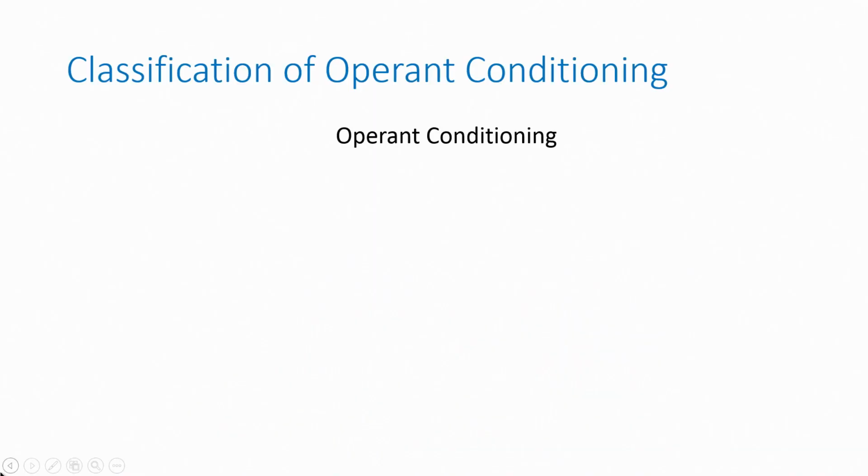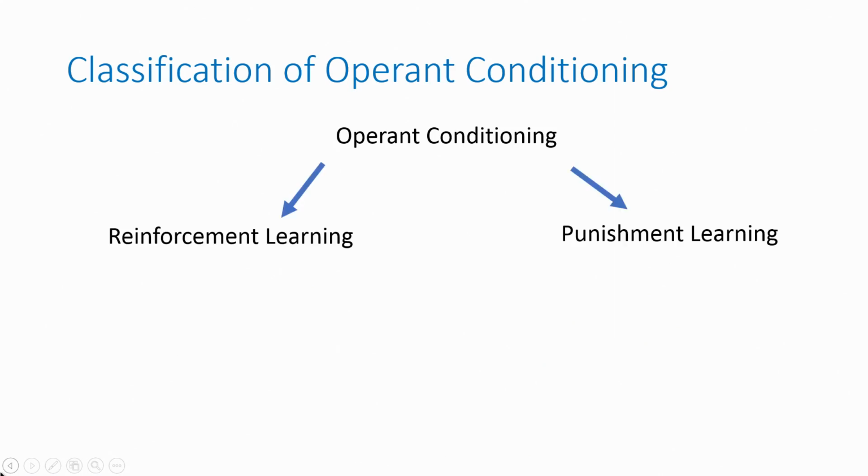So, let us start with the idea of reinforcement learning and then their categories themselves. Reinforcement learning, or instrumental conditioning, we can think of as consisting of two big classes: one, reinforcement learning, and two, punishment learning. So, the operant conditioning is the bigger class.